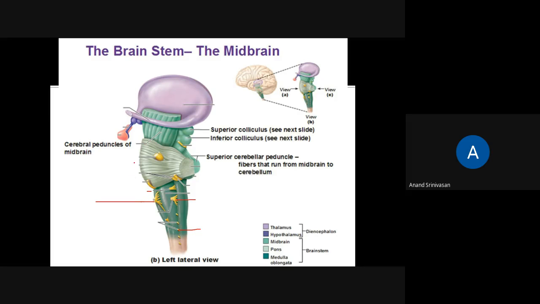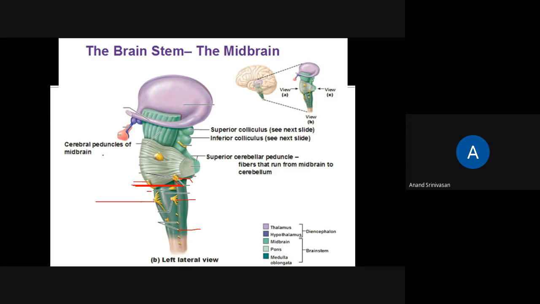This is the pons. This is the fifth cranial nerve, trigeminal. This one is the sixth cranial nerve, seventh, and eighth. Now above the pons is the midbrain. So this is the midbrain.